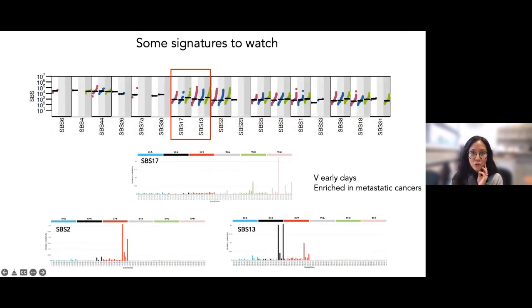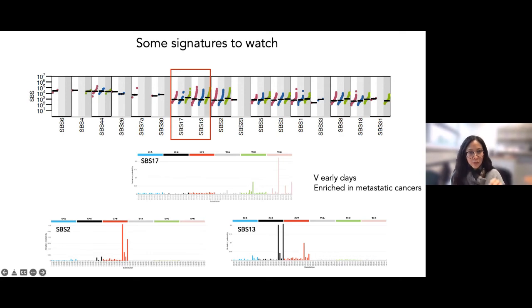And then there's a couple of others to just keep your eye on, which are the APOBEC signatures down here, SBS2 and SBS13. They're very similar to each other. They have this very particular pattern and they occur at TpCs. And SBS17, which are mainly T>G mutations at these particular sites. The only reason I mention them is because they are reported to be enriched in metastatic cancer. So they may be a bit of a harbinger of poor outcomes down the line, but very early days yet, still something to just be aware of.